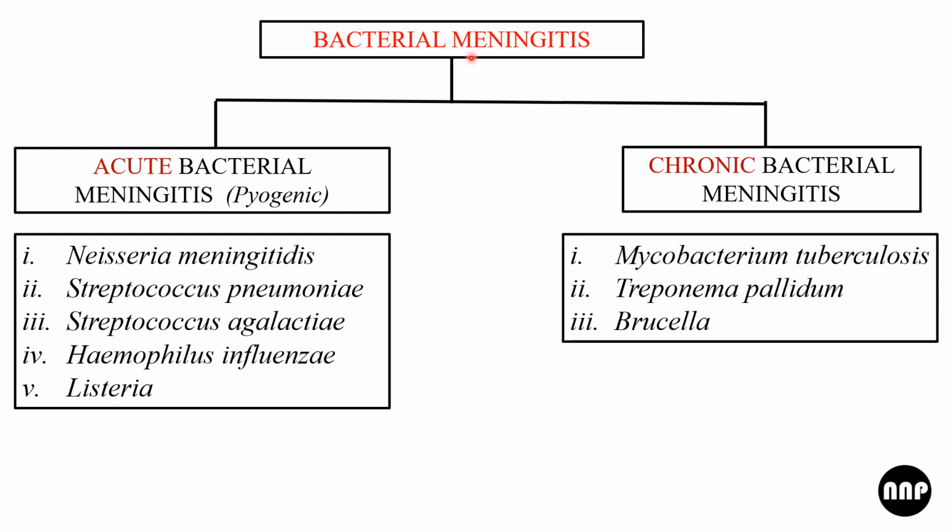Coming to bacterial meningitis, this is divided into acute bacterial meningitis, which is also known as pyogenic meningitis, and chronic bacterial meningitis. So what are the etiological agents for this? In acute, we have Neisseria meningitidis, Streptococcus pneumoniae, Streptococcus agalactiae or group B Streptococcus, Haemophilus influenzae, and Listeria. For chronic, we have Mycobacterium tuberculosis, Treponema pallidum, Brucella.